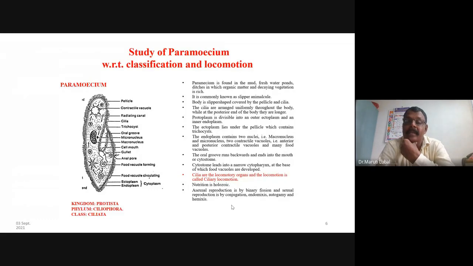The body is slipper-shaped, covered by the pellicle and the cilia, and the locomotion of this particular Paramecium is by the cilia, also called ciliary locomotion. The nutrition of this animal, Paramecium, is holozoic type of nutrition. Asexual reproduction is by binary fission and sexual reproduction is by conjugation.